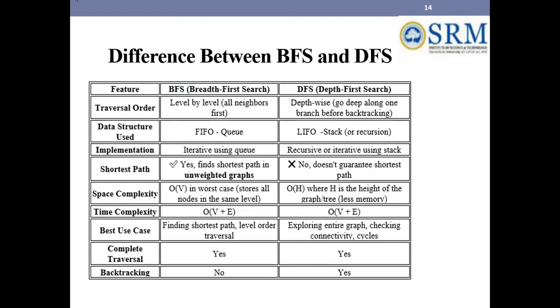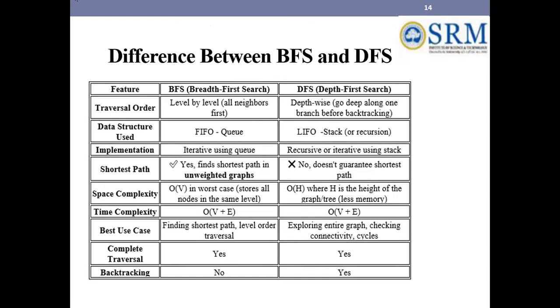Then what's the difference between BFS and DFS? Traversal order. BFS is level by level order. First, take one node, all neighbors of the current node are visited. Then we go to the next level. And DFS is depth wise. First we visit the first adjacent of the node, then its first adjacent, in depth wise order. For data structures, BFS uses a first in, first out queue. And depth first search uses a LIFO, last in, first out stack.